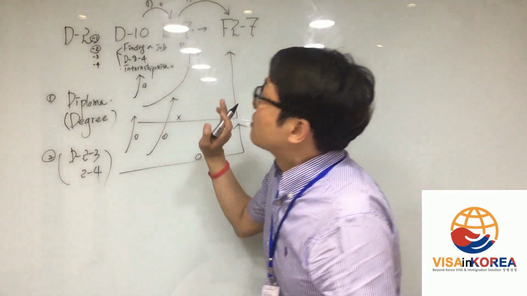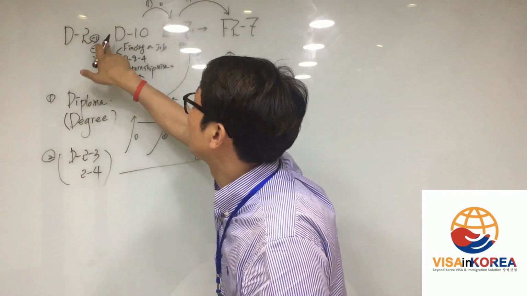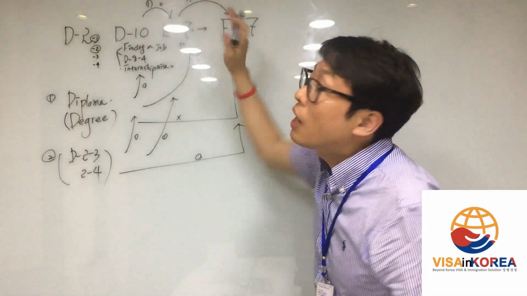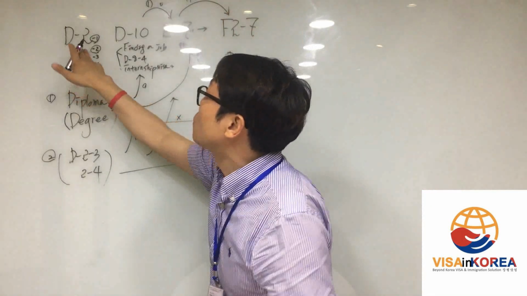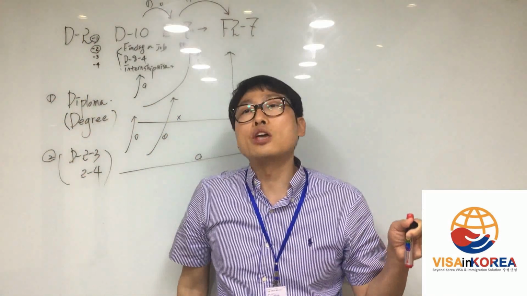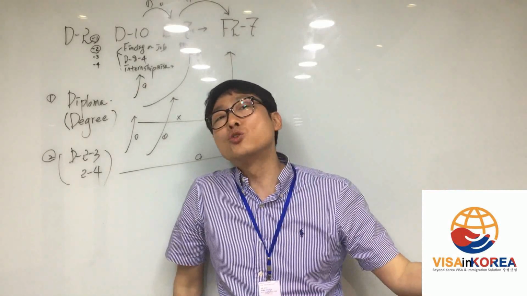Why? Some students will just try to change from D2-1 or D2-2 directly to E7-1. But you have to consider that usually with D2-1 and D2-2, after graduation, your period of stay is just within one month or two months.